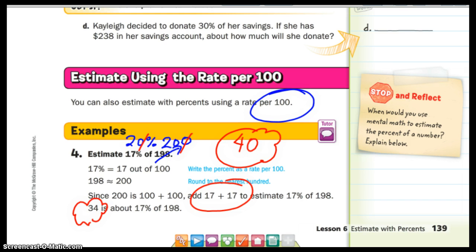Why? Because the whole point of this is that you're using mental math to estimate. You're not actually doing this with pen and paper. You're using your head to come up with your answer. So 20% of 200 is 40. That's a great estimate.